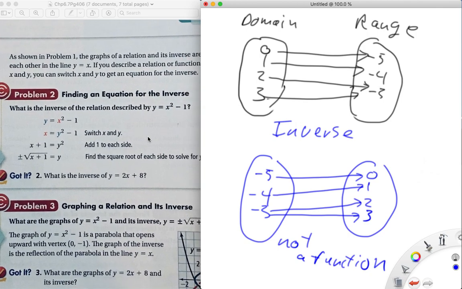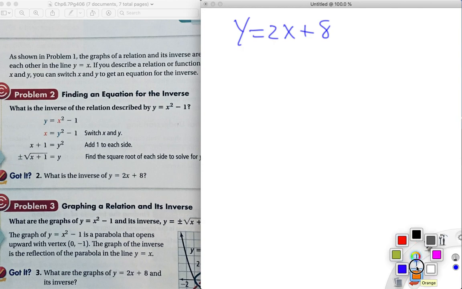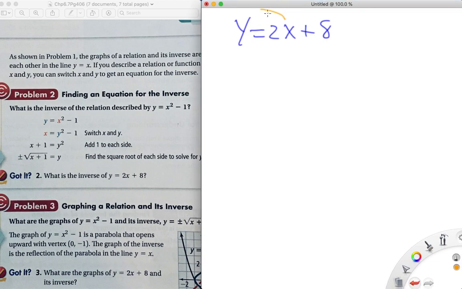When we're trying to solve for an inverse relation, all we do is switch the y's and the x's and then solve for x. So this is the initial function, the first function. If I wanted to find the inverse, the x's and the y's are going to switch.